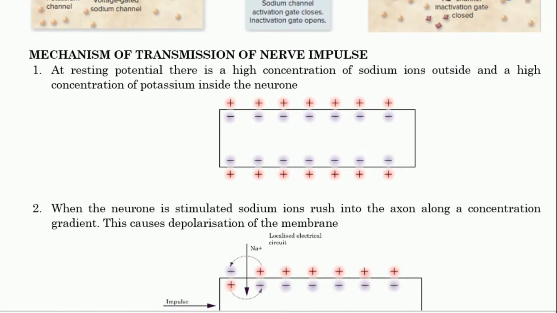So let me end here in this session, and in the next session we'll be discussing the mechanism of transmission of the nerve impulse, what actually takes place at each point of the nerve until the nerve impulse propagates from one point to another.